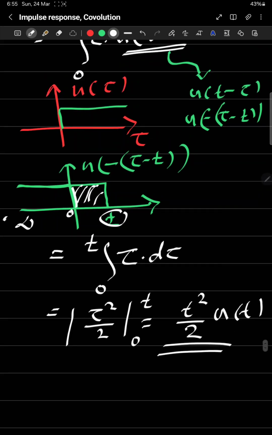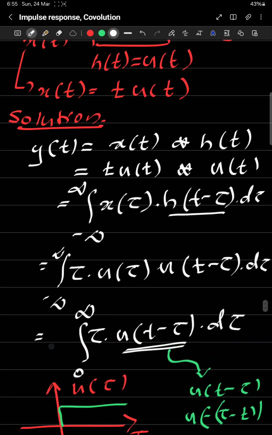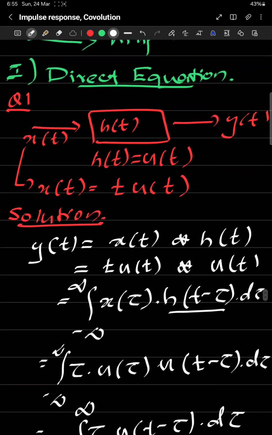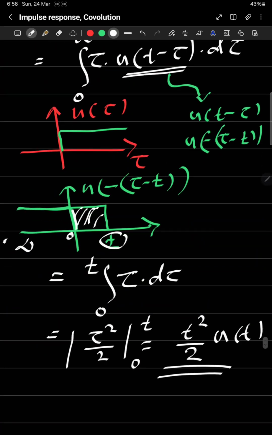So using the convolution operator, you have calculated the output. Whenever the input is t into u of t, and the impulse response is h of t, we found that the output will be t square by 2 into u of t. So this is the use of the convolution operator. We will see a few more examples. Next question.